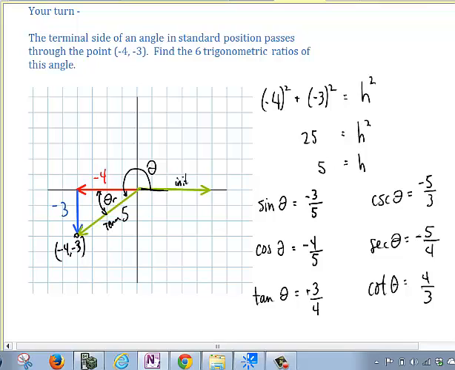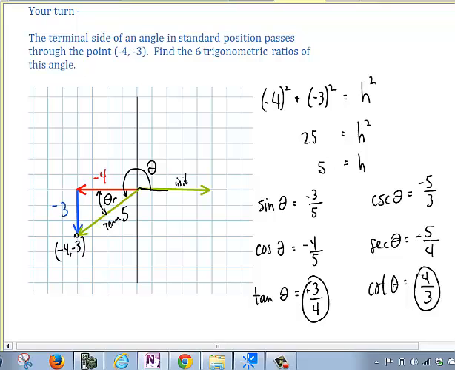So looking over at your answers, you can see that fortunately for this one, we ended up with a radical number for the hypotenuse, and as a result, we had nice, easy fractions to look at. I just want you to take note that the tangent ratio was equal to negative 3 divided by negative 4, which the negatives cancel. So that's why both the tangent and the cotangent are positive.